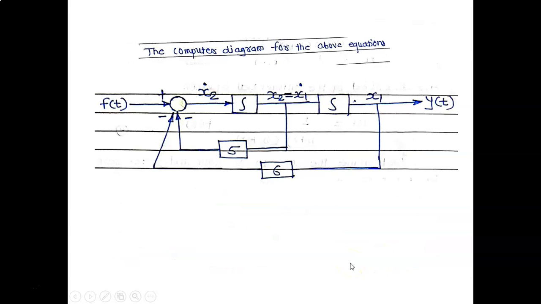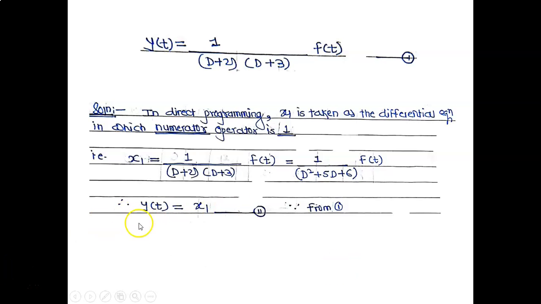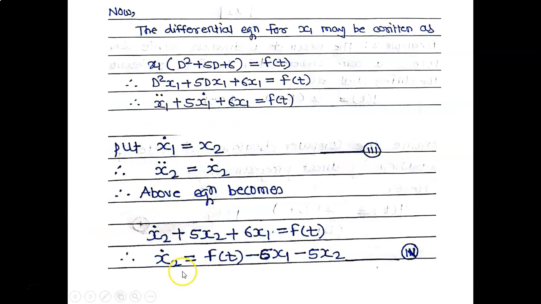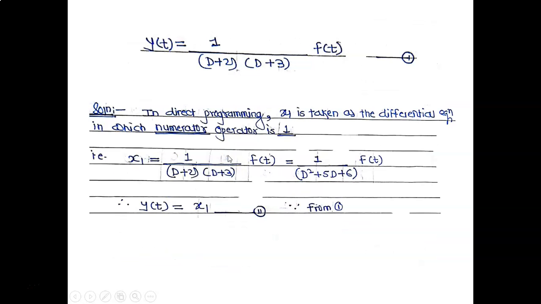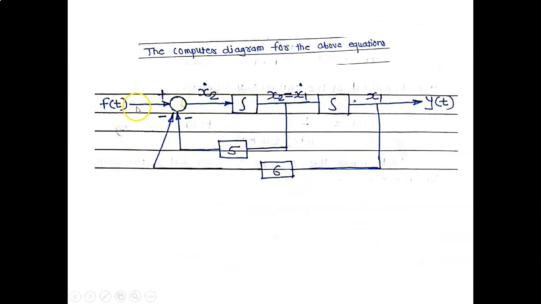Therefore the computer diagram for the above equation is, now what we have considered, y(t) is equal to x1 and x2 dot is equal to f(t) minus 6x1 minus 5x2 and x1 dot is equal to x2. Therefore considering equations 2, 3 and 4, we will draw the computer diagram. Therefore f(t) is input to the summing point, its value is positive, output is x2 dot. Now integration, this in the box, this sign is integral sign.